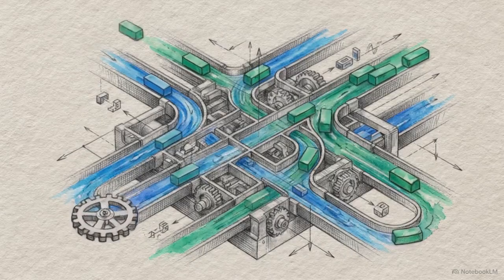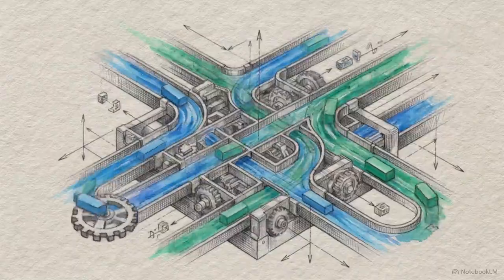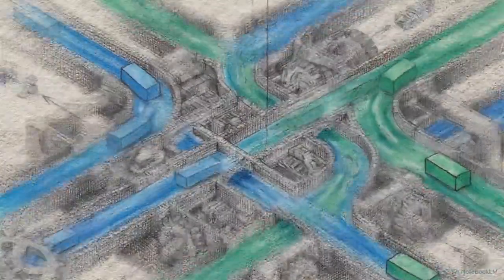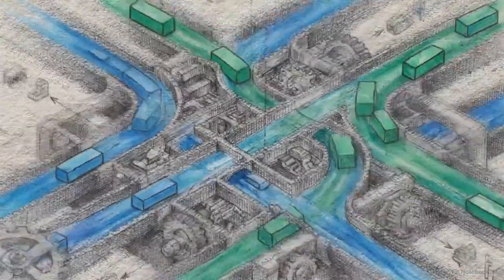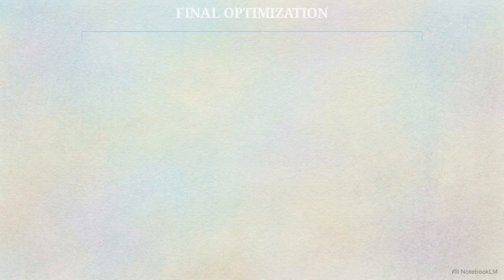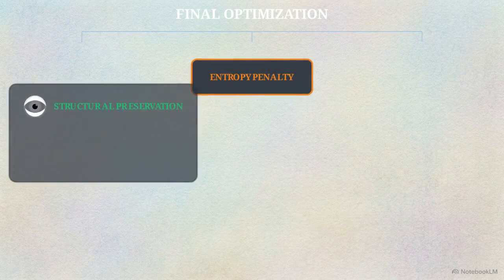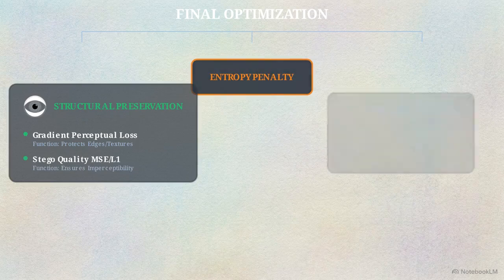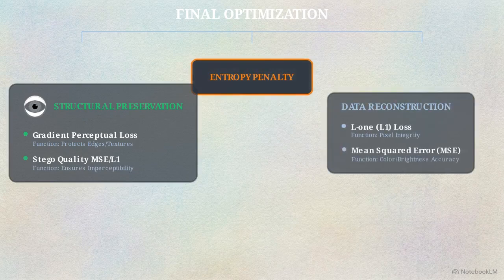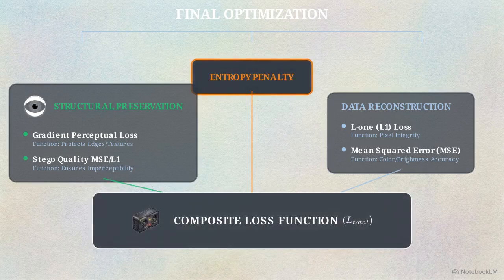It forces hard routing decisions that prevent feature collapse and ensures that every byte of secret data is sent to its optimal embedding location. This entropy penalty is unified into a final composite loss function, working alongside a gradient perceptual loss to preserve the cover image, and an L1 and mean-squared error loss to reconstruct the secret data.